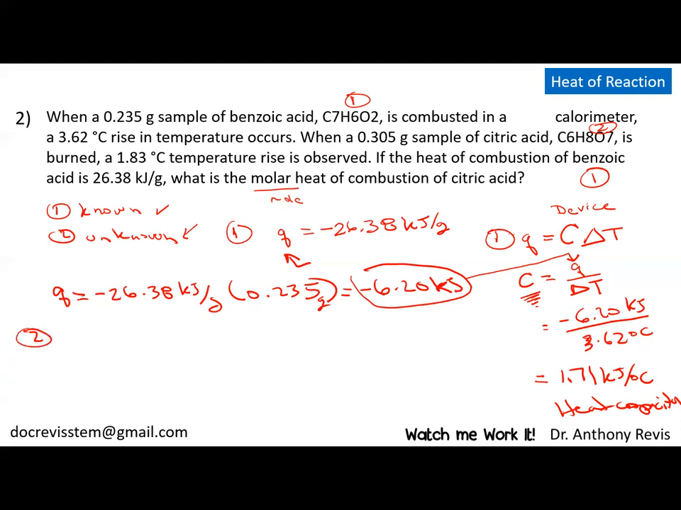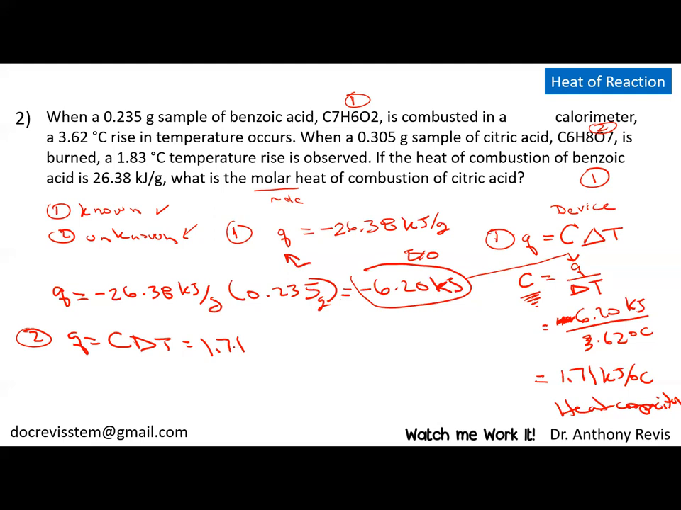For number 2, I know that my heat now, same type of calculation, is going to be C times delta T. I now know C is 1.71. And by the way, I don't need the minus sign here. This is just the heat, and I showed it that way to show you it's exothermic, but I need an absolute value to do the rest of my calculation. So I'm going to take that right out.